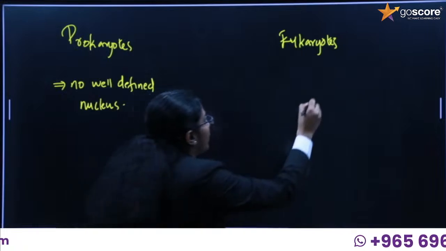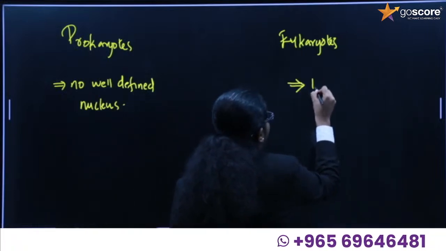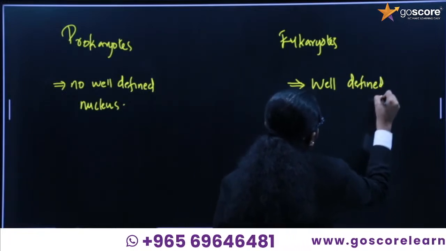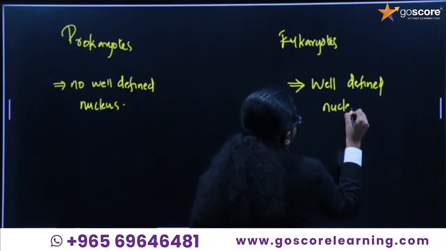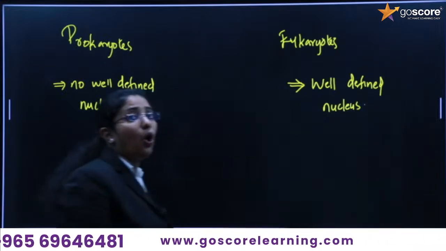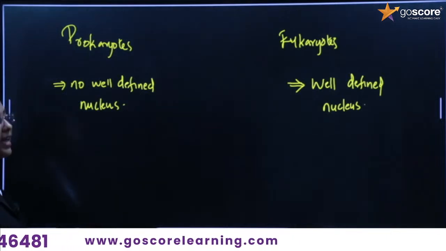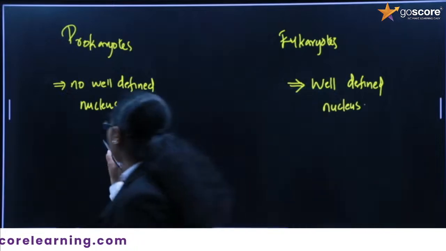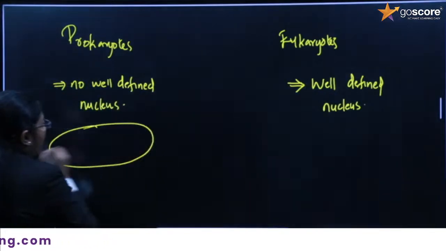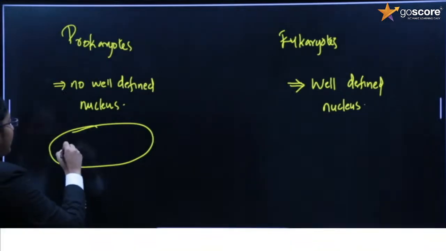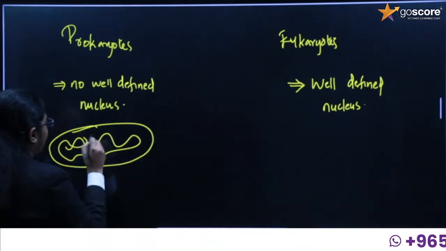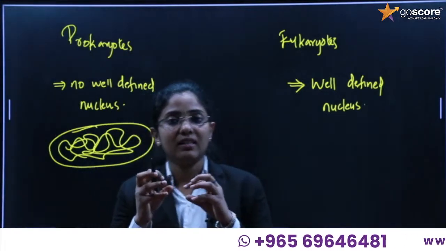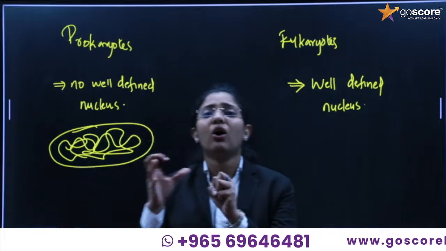But in the case of eukaryotes, there is a well-defined nucleus and also well-defined cell organelles. If you are considering a bacteria, the genetic material will be like a chromatin. It is not completely present inside a particular cell organelle called nucleus.